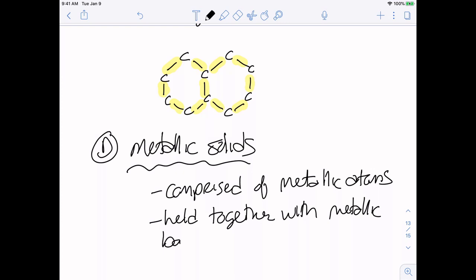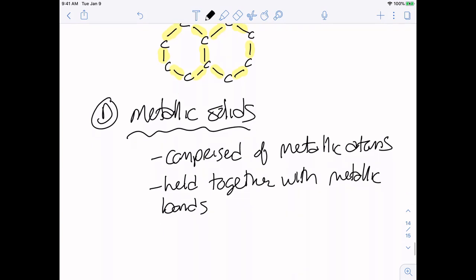When we talked about types of chemical connections earlier in the semester, which honestly seems like a lifetime ago, right? We had three types: ionic, covalent, and then metallic. And we said metallic was between a metal atom and another metal atom, and the electrons were shared. They're actually delocalized, and we weren't going to go into a lot more detail. I'm still not going to. Just know that metallic solids are made up of metal atoms, and they're held together with metallic bonds.